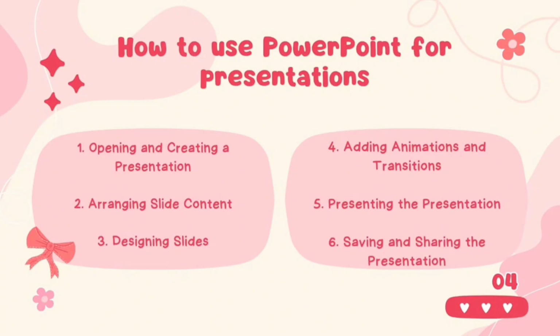And second, arranging slide content. In arranging slide content, there are 3 steps to do. The first, use title and subtitle for each slide to make it clearer. And second, add text, image, graphics, or video as needed. And the last, use bullet points to make it easier to understand.